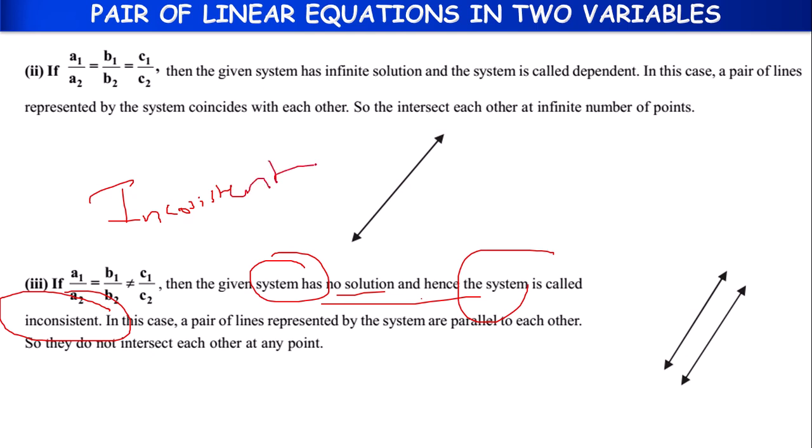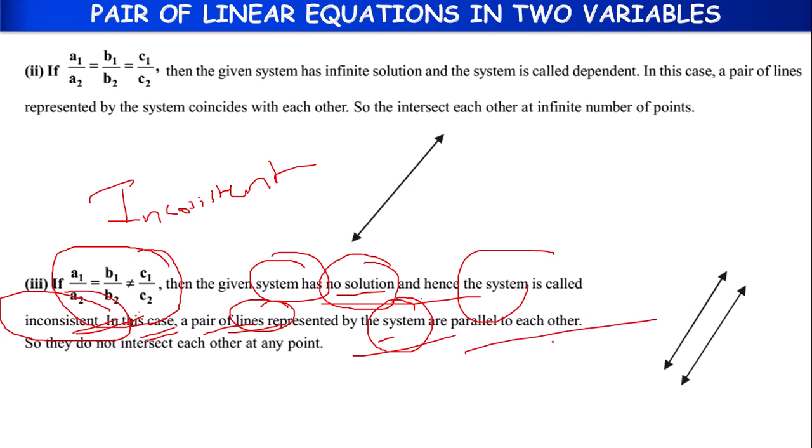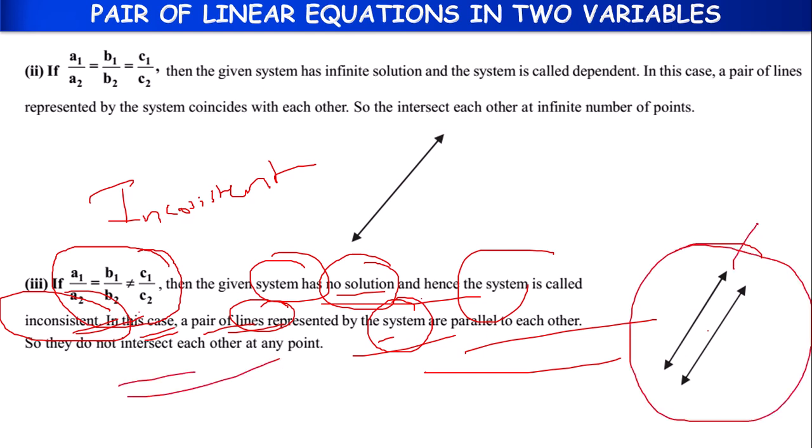The equations which follow this rule and have no solution are called an inconsistent system of equations. In this case, the lines represented by the system are parallel to one another. They do not intersect at any place, though we extend them in any direction. They are parallel.